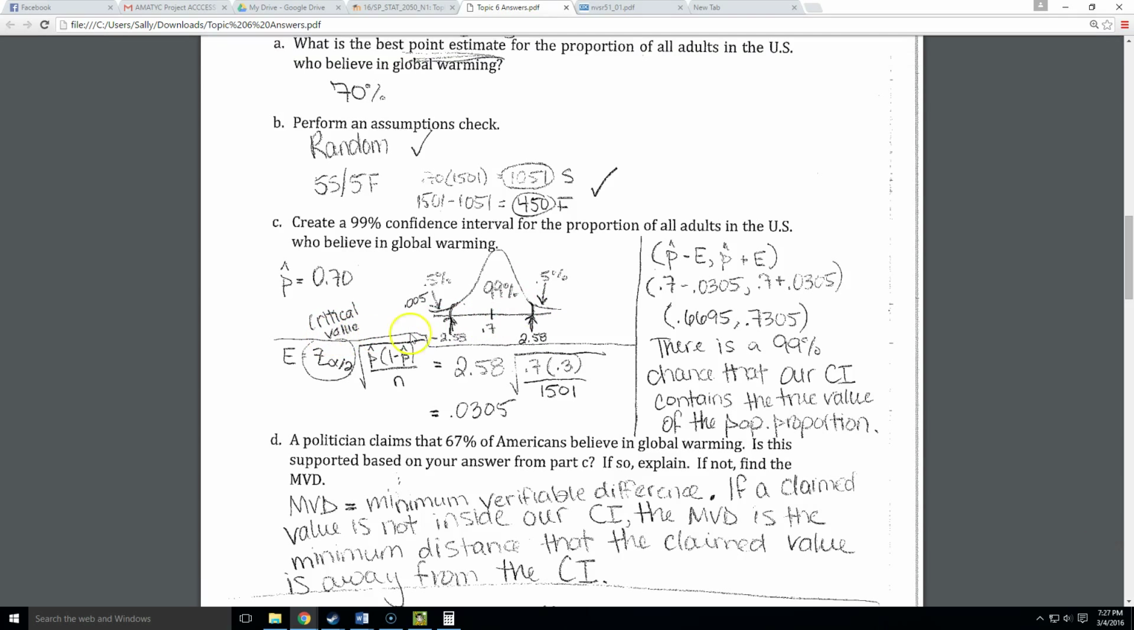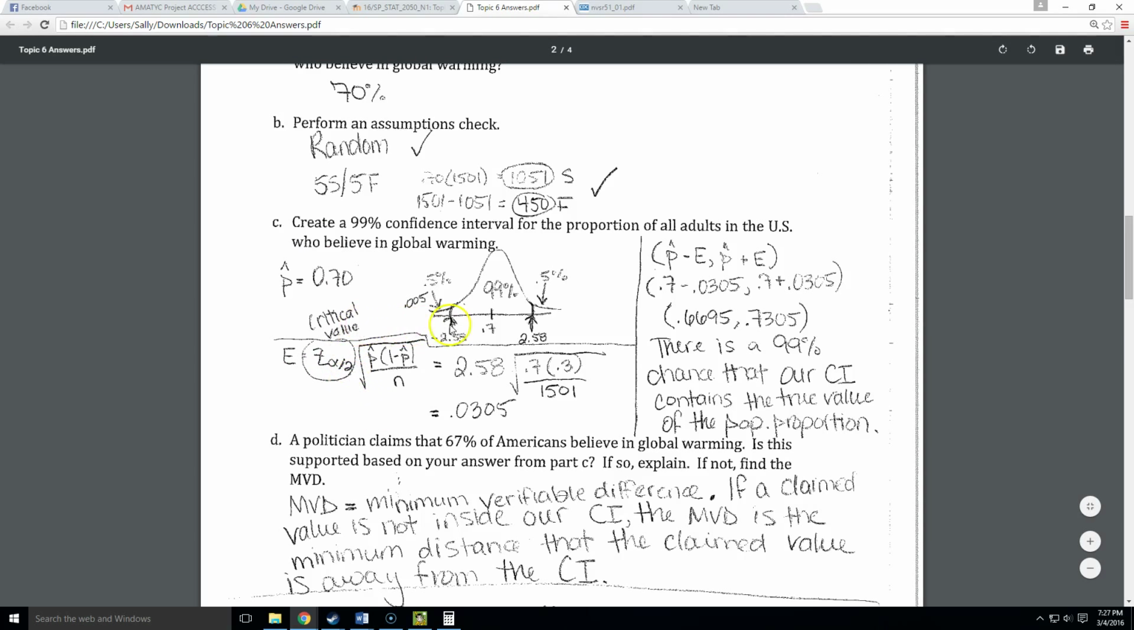So from this, we have all the pieces that we need to find out our error, which is our wiggle room. So the error is the critical value times this square rooted thing. P hat is our sample proportion, and 1 minus P hat is going to be its complement. So it could be Q hat if you wanted to, but I think less notation is probably better. So this is equal to 2.58 times the square root of 0.7 times 0.3 over 1501, which is 0.0305. So we're giving ourselves 3.05% wiggle room in each direction.